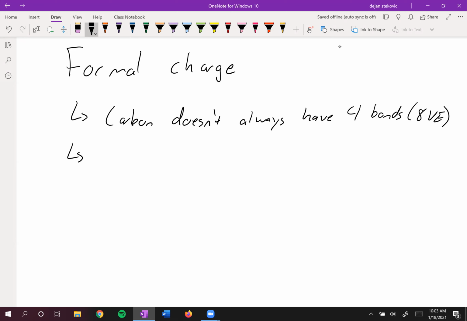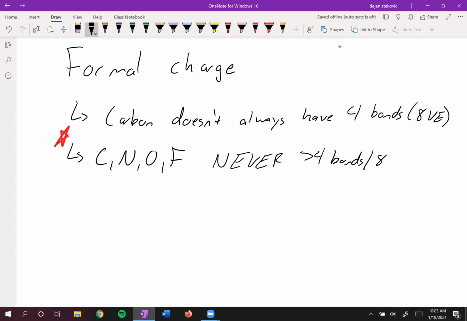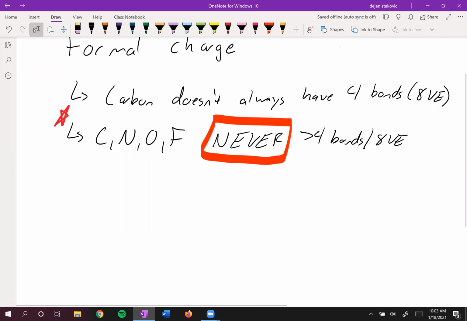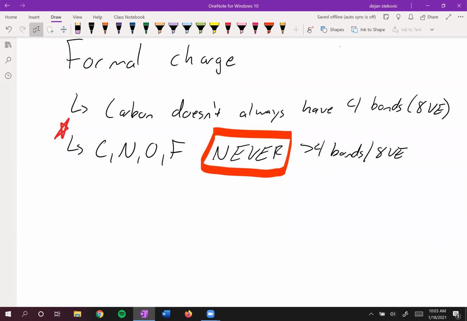One big thing to remember is that our elements of carbon, nitrogen, oxygen, and fluorine, and for the most case, other halogens are not going to have greater than 4 bonds, but these four in particular never have more than 4 bonds or 8 valence electrons, right? They can never have more than 4 bonds or 8 valence electrons. However, they can have less.